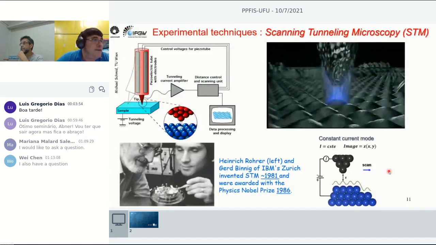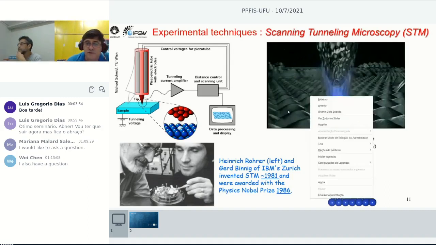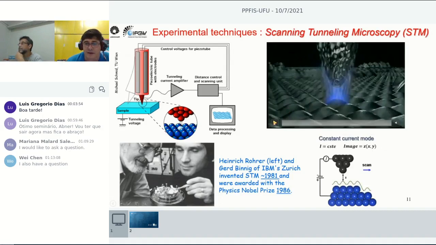To really investigate these structures, we probably need some local technique that lets us see this structure, and not average techniques like some spectroscopy or diffraction technique that sees the whole sample. Sometimes we are interested in seeing small pieces of these building blocks. And to do that, we typically use techniques like STM.